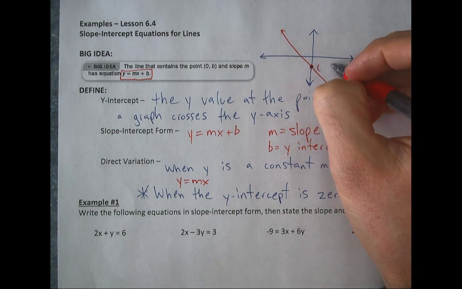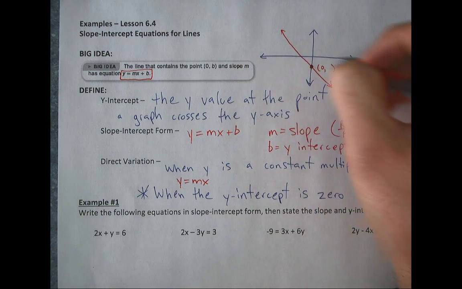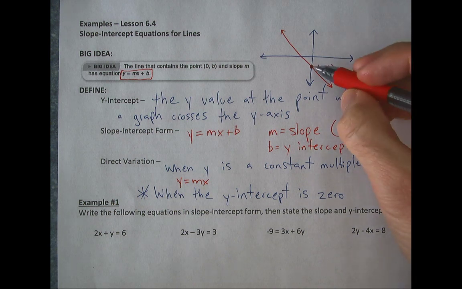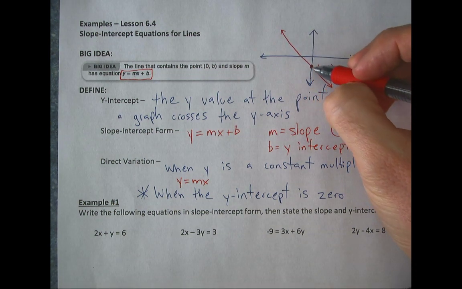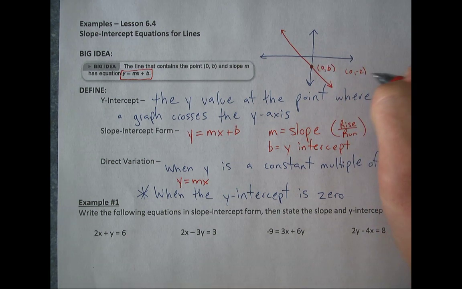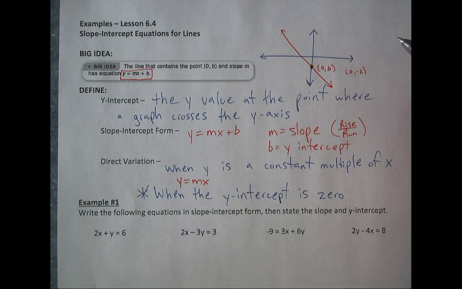And that point, since it's on the y-axis, is going to have an x value of 0 because I'm not going left or right. And then something. And we're going to put the letter b in there for now. That's the y value, though, of the point where a line crosses the y-axis. So let's say this was -2. It would be (0, -2). So in our equation, the b would be -2.